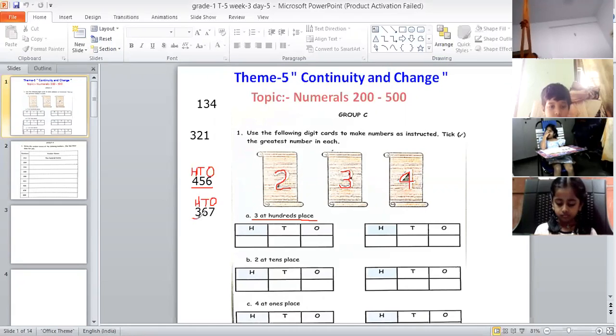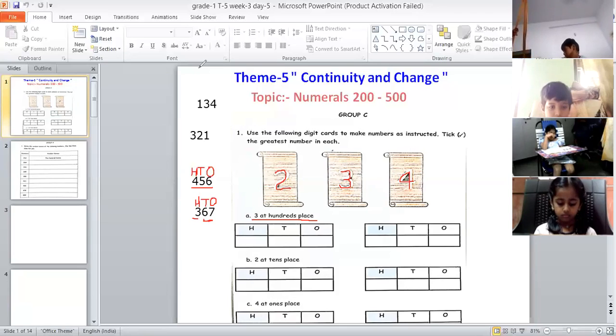So 3 is in hundreds place, so we will say 300. Now we will read the number in tens place and ones place together. So we will read the 6, 7 together. 6, 7 is 67. So the number is 367. What is the number, Vineet? 367. The number will be 367.